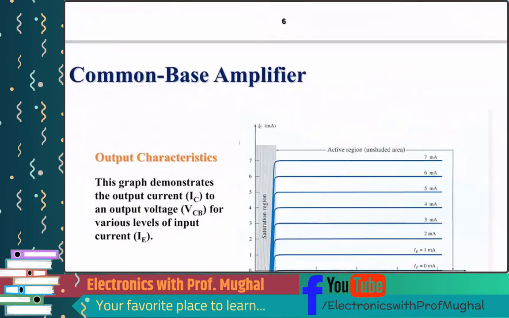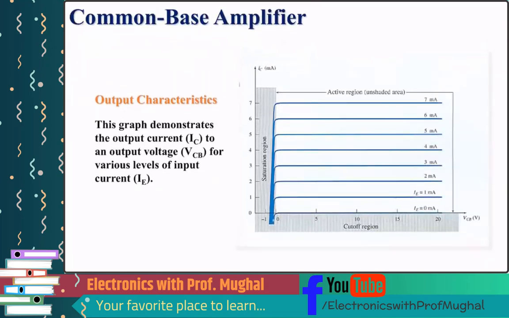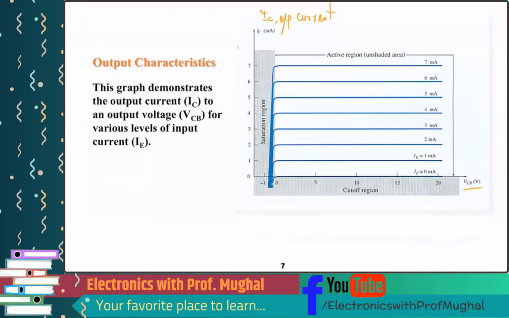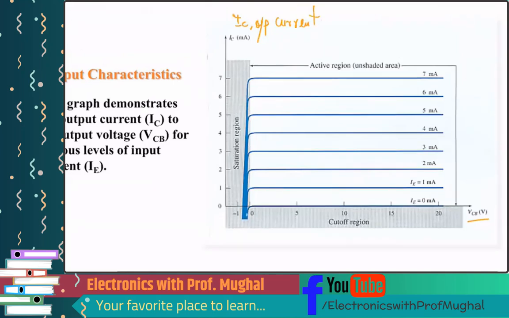This information is useful for now. For today's lecture, just know how you can read these numbers. And this is the output characteristic. Remember, in a common base amplifier, the output current is IC, and VCB is the output voltage. Again, this is part of the data sheet. It will be given to you.